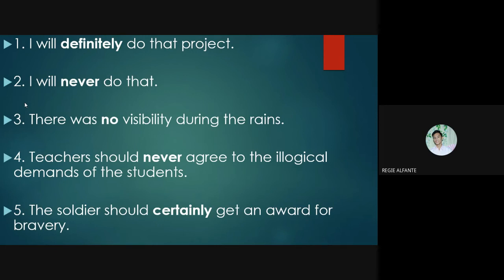Fourth, teachers should never agree to the illogical demands of the students. So never in the sentence depicts the negation of the teacher towards the illogical demands of the students. The number five, the soldier should certainly get an award for bravery. Certainly in the sentence affirms that the soldier should get an award for showing bravery.